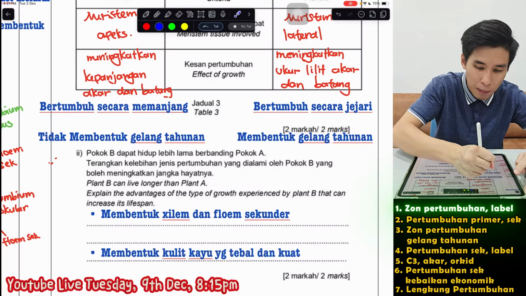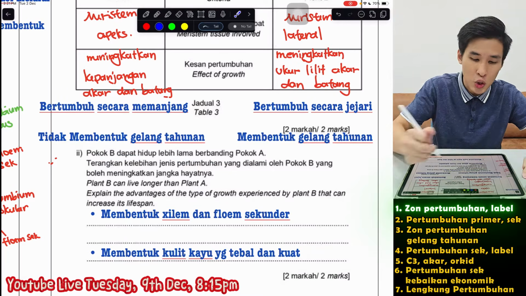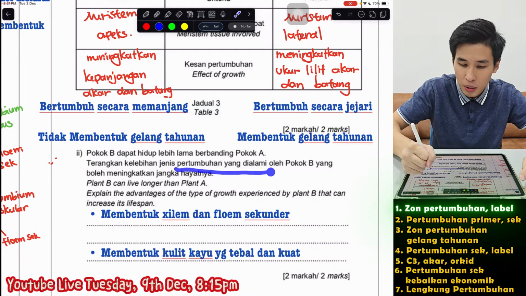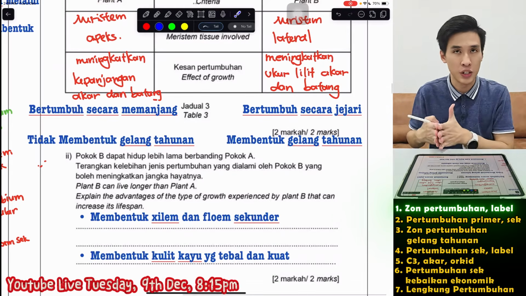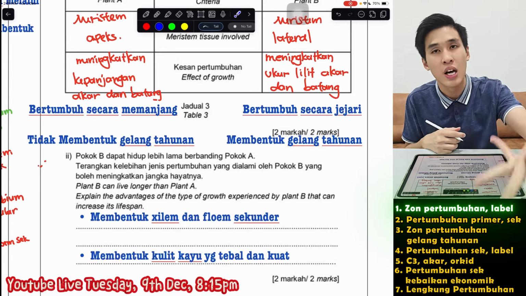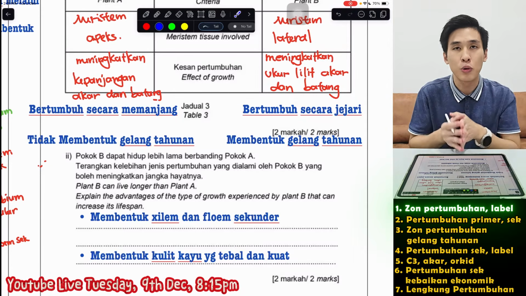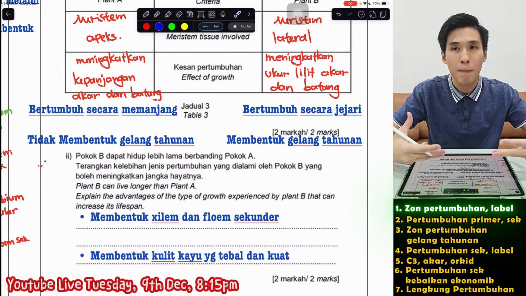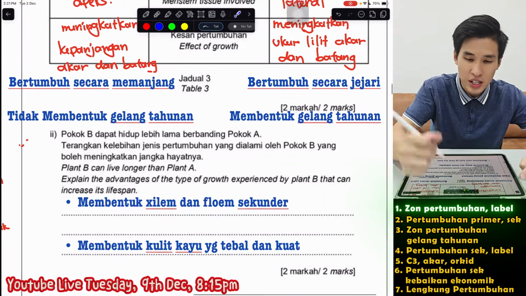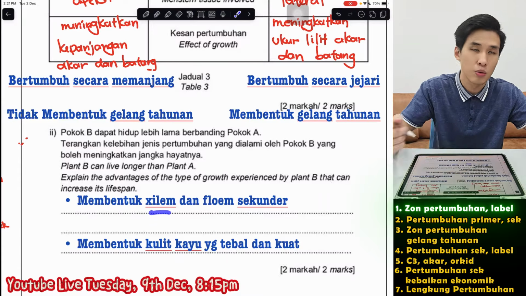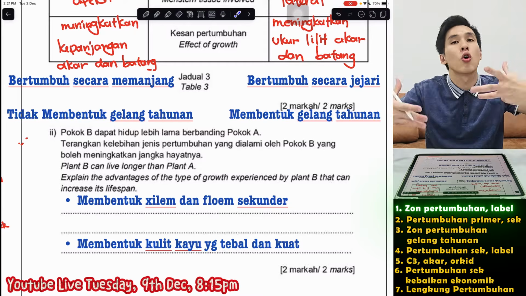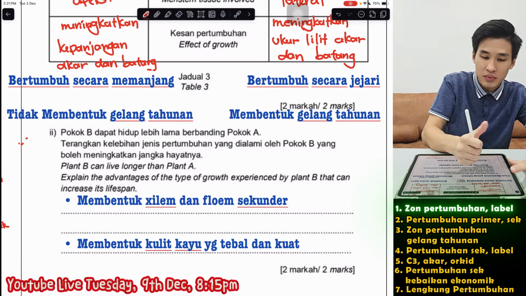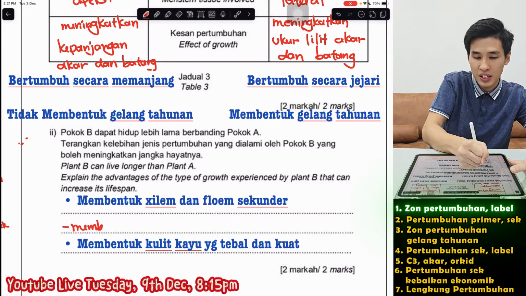So next question, pokok B dapat hidup lebih lama berbanding pokok A. So terangkan kelebihan jenis pertumbuhan yang dialami oleh pokok B untuk meningkat jangka hayatnya. So pokok yang mengalami pertumbuhan sekunder, right, dia akan membentuk lebih tisu sekunder. And tisu-tisu sekunder tersebut, right, akan membantunya hidup dengan lebih baik. So, number one, we can say pertumbuhan sekunder membentuk xylem dan phloem sekunder. So, tumbuhan ini akan lebih tebal. So, dia akan lebih stabil, boleh memberi sokongan. Yeah, so we can say dia memberi kestabilan untuk tumbuhan.